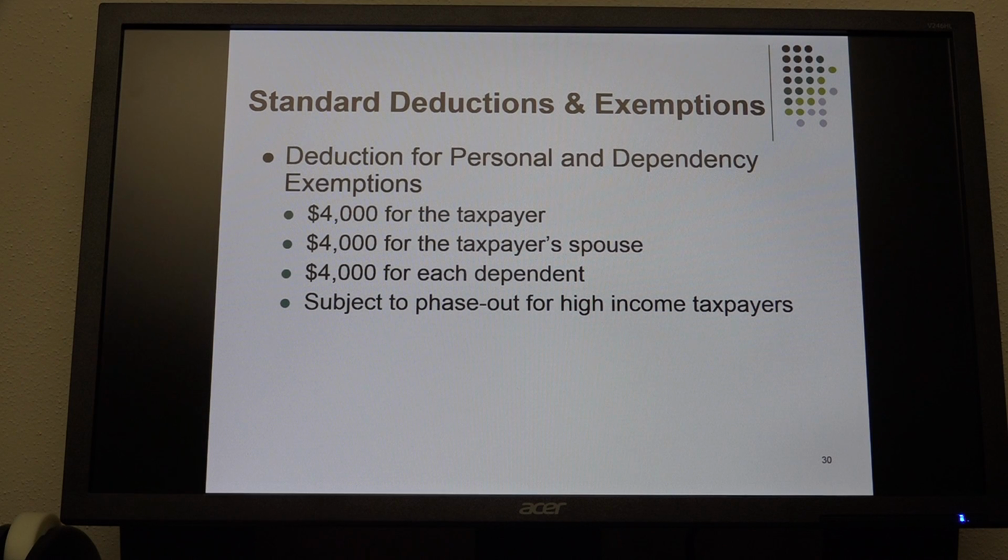And then on top of the standard deduction, the greater of standard deduction or itemized, you get your personal exemption, one for the taxpayer of $4,000, one for the spouse, if so, $4,000, and one for each qualifying dependent. And notice that there's a phase out for high income individuals, as there are with a lot of these things.